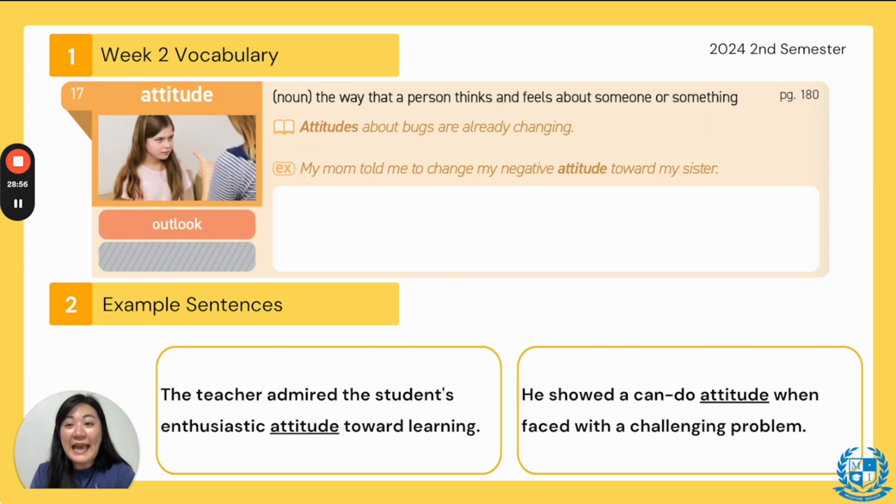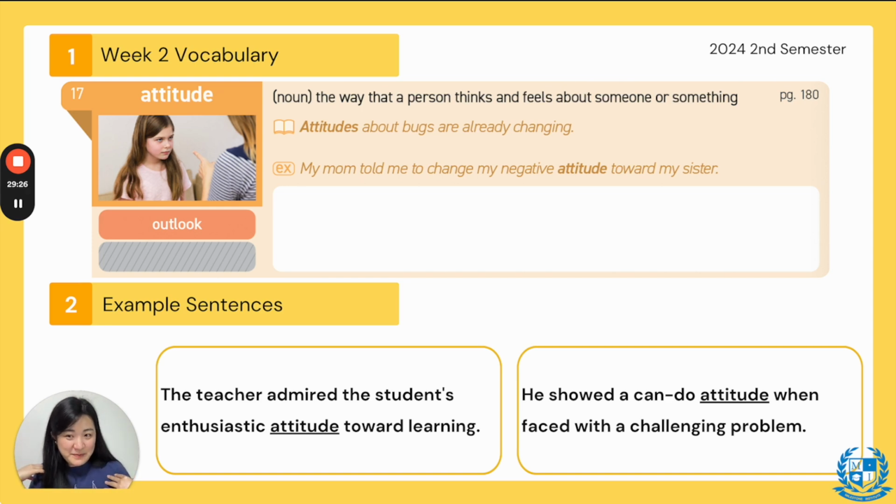17, everyone say attitude. Attitude. The synonym is outlook, and the part of speech is a noun. It means the way that a person thinks and feels about someone or something. So it's how they feel. What's my attitude towards it? In our textbook it says attitudes about bugs are already changing. So some people remember, they eat the bugs.